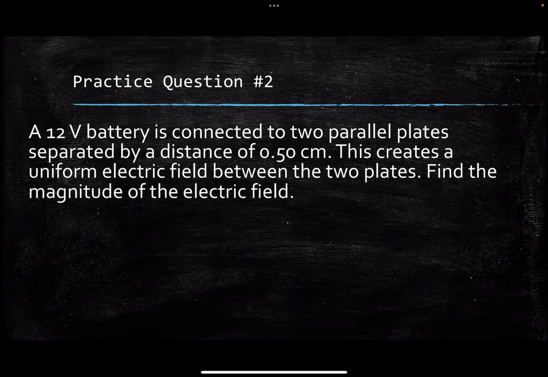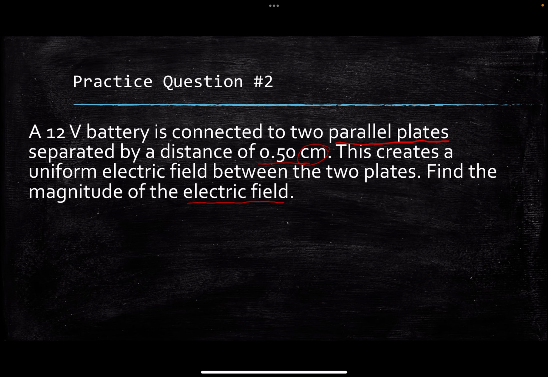Question number 2, a 12-volt battery is connected to two parallel plates. Okay, and so again, as you read things, I know some of you like to print out some of those work. I always recommend people highlighting or making notes on the question as they read them. Okay, so we have two parallel plates that are separated by a distance, okay, and centimeters, we got to change to meters. This creates a uniform electric field between the two plates. Find the magnitude of the electric field. Okay, so we're determining E here.